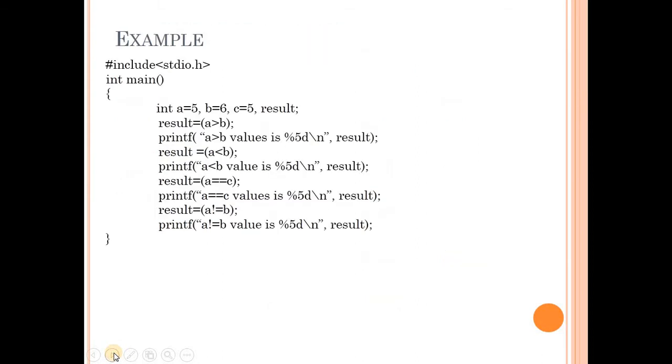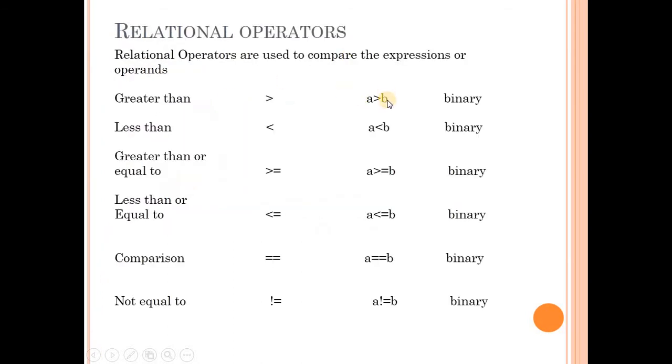This is a program where a is 5, b is 6, and c is equal to 5, and we want to store the result. Whenever we write a greater than b, we are asking, for example, is 5 greater than 6, true or false? 5 is not at all greater than 6, it is false. So in C, false represents 0 and true represents 1. These are Boolean values. Generally we say 0 is false and 1 is true.